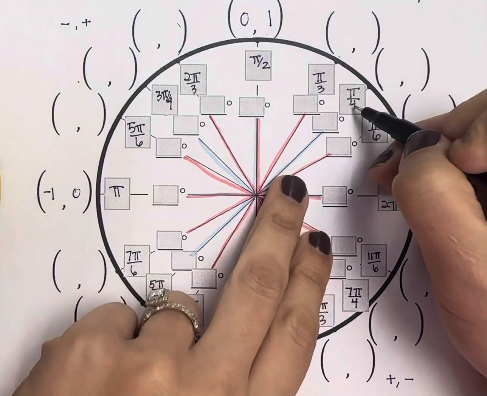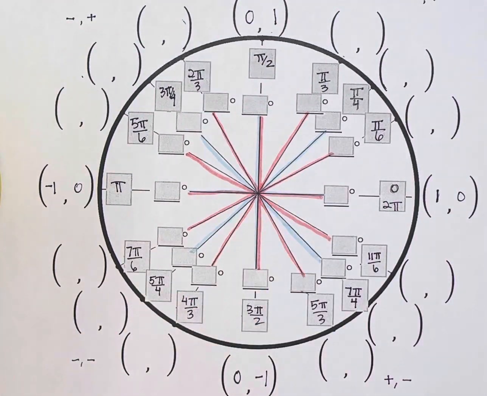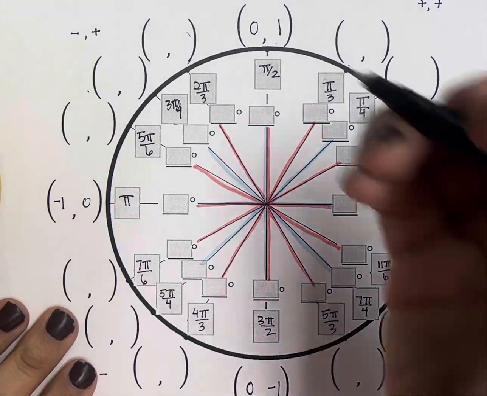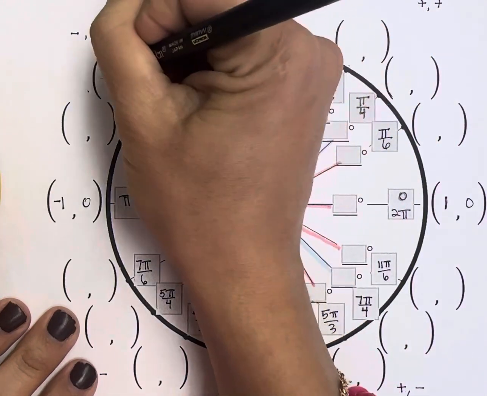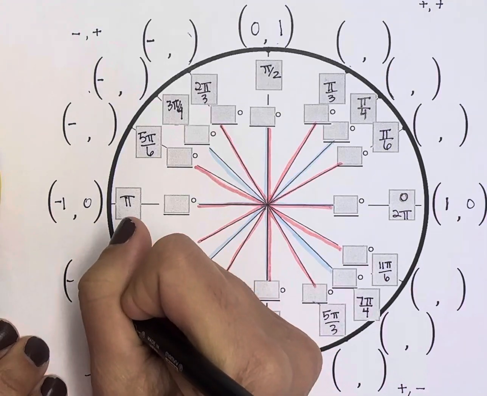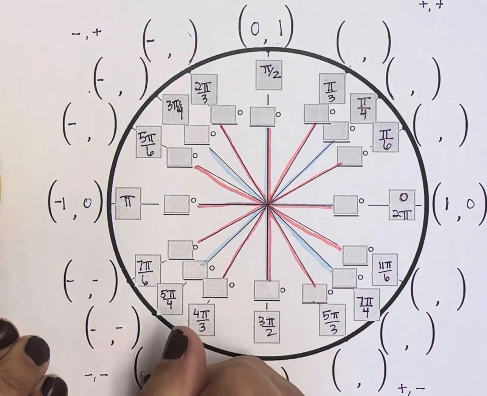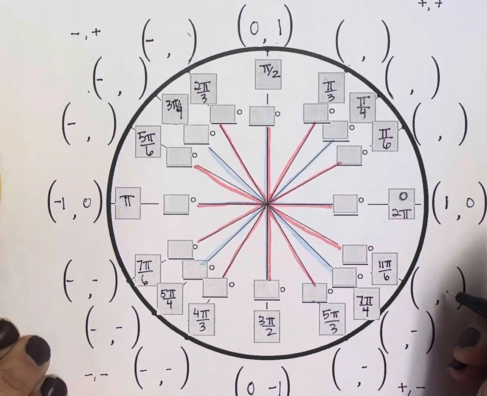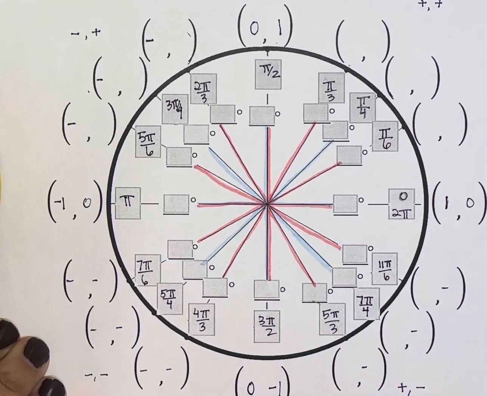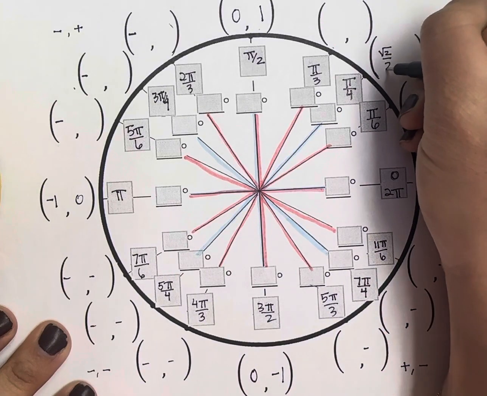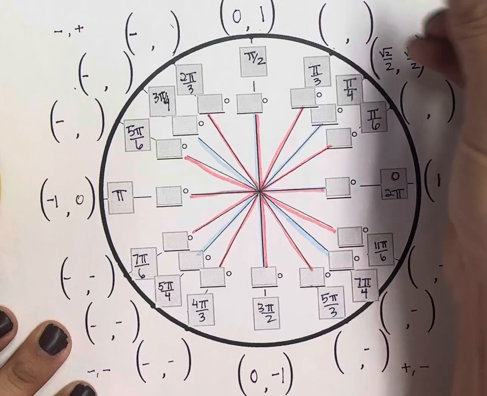Now I'm gonna go to my pi over 4s. They are all root 2 over 2. Okay, here's what I'm gonna do so I don't forget my negatives, because that's the number one thing I'm likely to forget. I'm just going to put a negative in the spot of every x here. I'm going to put a negative in the spot of every x and y here. And I'm going to put a negative for every y here. And now I'm not going to forget. All of my pi over 4s are root 2 over 2, root 2 over 2. All of them.